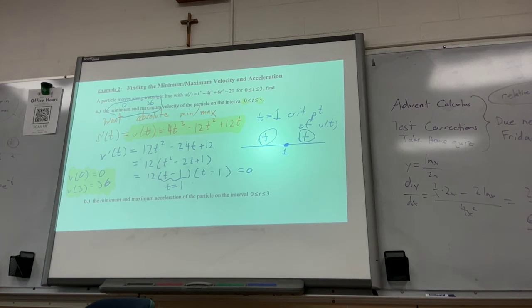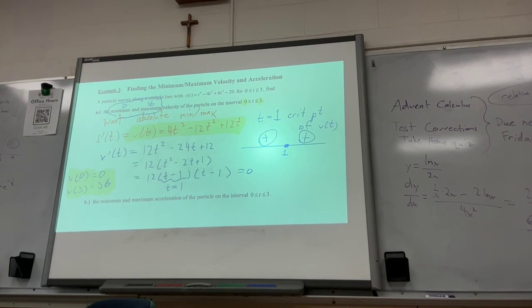So where did you get the 3? We have to plug in not just the relative extrema of v, but also the endpoints. So 3 came from the endpoints.